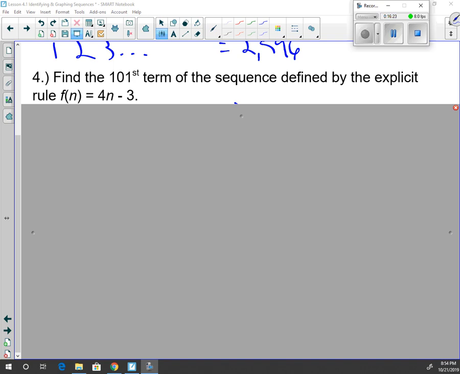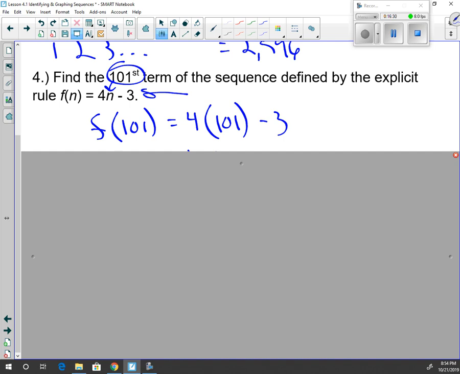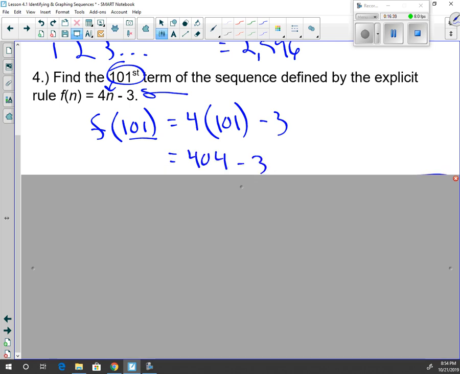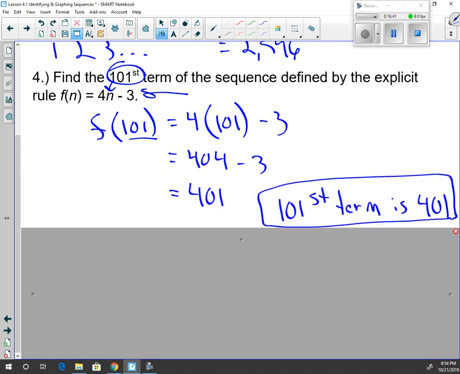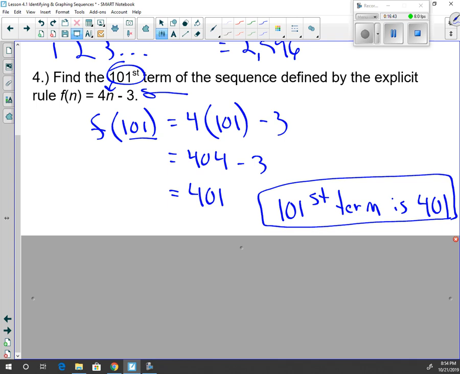If we're going to find the 101st term, this is the explicit rule that we use, and that 101 goes right in for n. So there's my substitution. F of 101, the function defined at 101, is equal to 4 times 101 minus 3. 4 times 101 is 404. 404 minus 3 is 401. That means that the 101st term of the sequence, if I were to go first term, second term, third term, all the way to 101, I would reach 401 at the 101st term. Okay, cool.